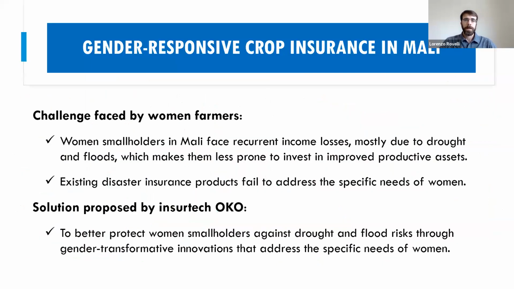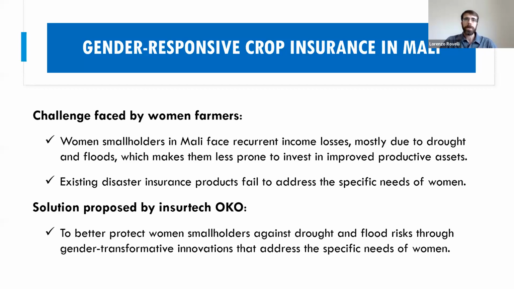We basically realized that one of the key challenges that women farmers were facing is that they really had to face recurrent income losses, which were due to drought mostly and floods. And that, of course, made them less prone to invest in improving their productive assets. And so that obviously was really limiting the incomes that they could make out of their activity.